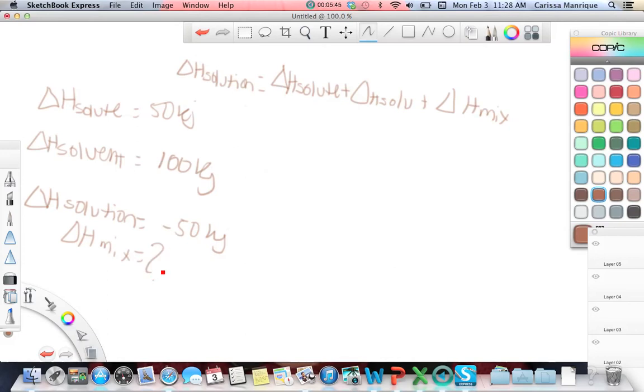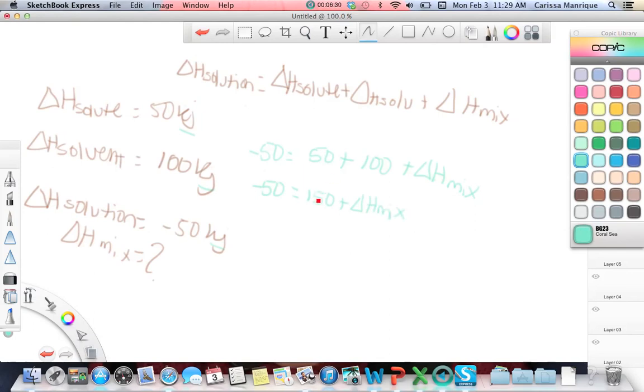So how much energy is formed when we have the mixture? So we have delta H of the solution right here is negative 50. So we're going to put in negative 50. Notice that all our units are in the correct unit. Kilojoules, kilojoules, kilojoules. They're all the same. That's good. Delta H of the solute is 50, plus delta H of the solvent is 100, plus the mixture, that's what we're trying to find, delta H mix. So let's add these. 50 plus 100 equals 150. So negative 50 equals 150 plus delta H of the mixture.